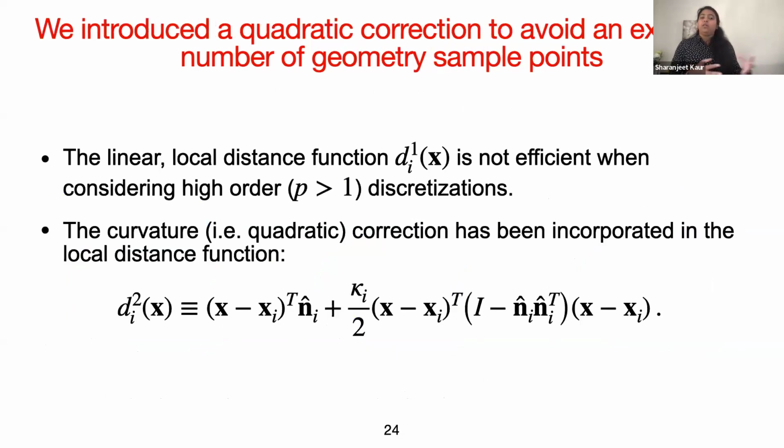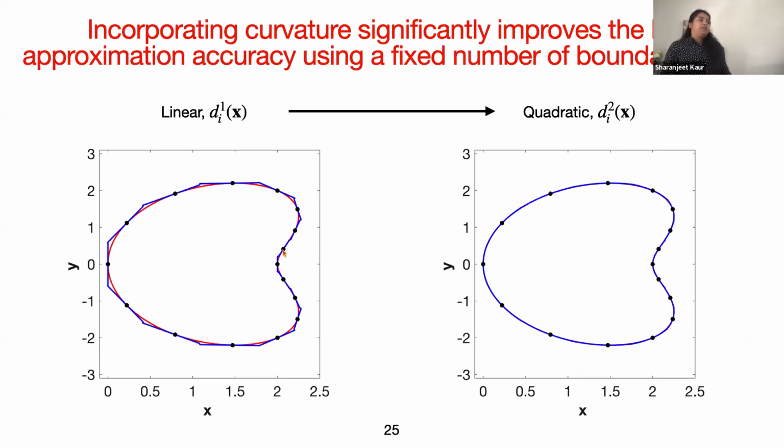Okay, so although increasing the number of points gives us a solution, this is a very computationally expensive approach, especially when we will be moving to 3D geometries. And also, since we want to use higher order discretization, a linear distance function will not be efficient. So far, we have incorporated quadratic correction, which, in addition to normal and coordinate information, also requires curvature information for the boundary points. And here I'm comparing the linear and quadratic distance functions. We can see that using the same number of boundary points, as we move from linear to quadratic distance, the accuracy increases.